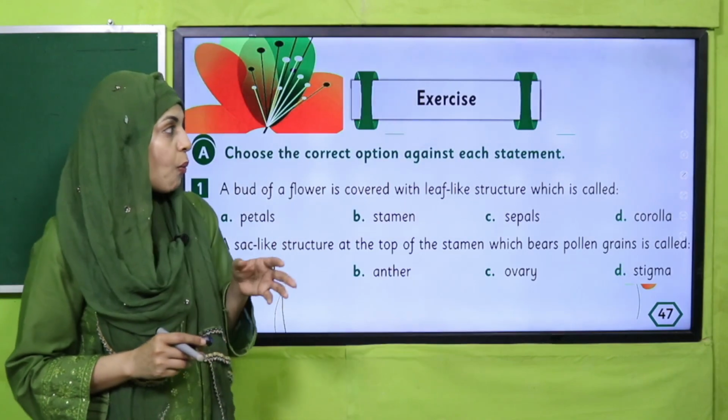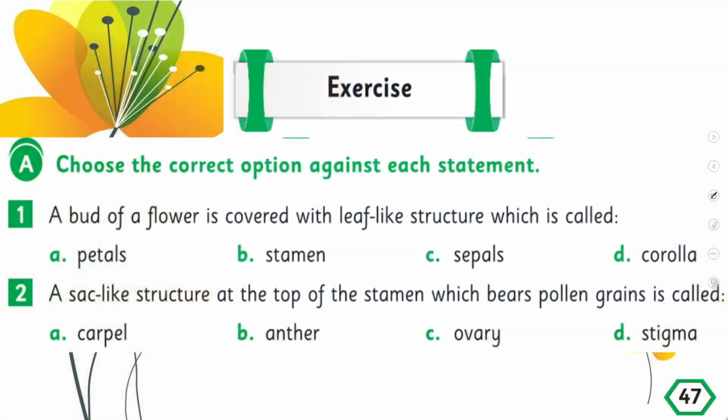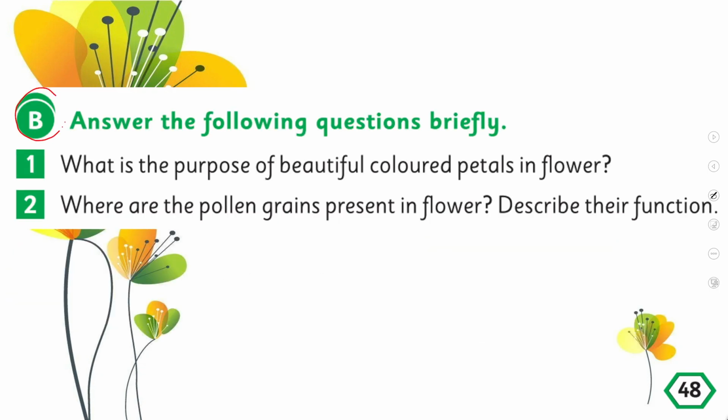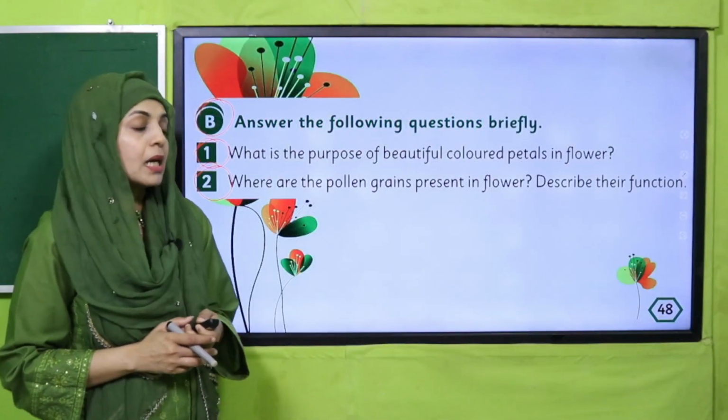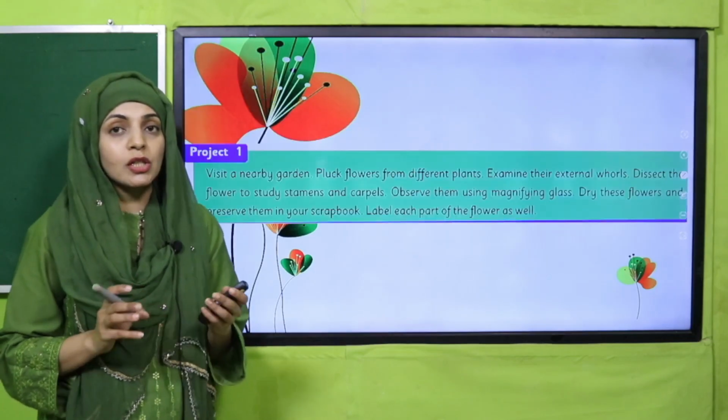So complete it in your homework, and you will do exercise number A given on page number 47, number 1 and number 2 MCQ. Then exercise number B, question number 1 and 2 you will do in your notebooks as your homework given on page number 48. So my dear students, complete it in your notebooks. The MCQs will be done in your books. So this is your homework.